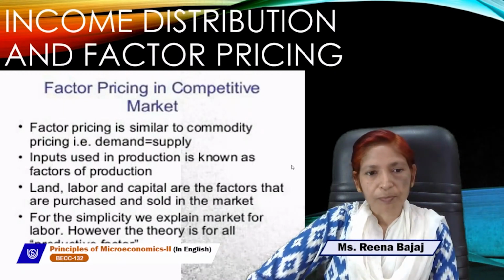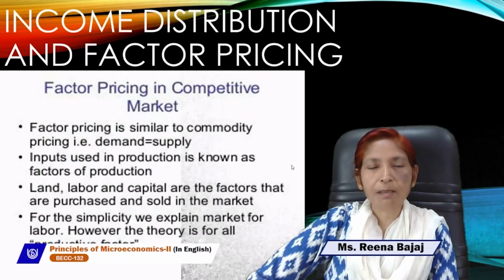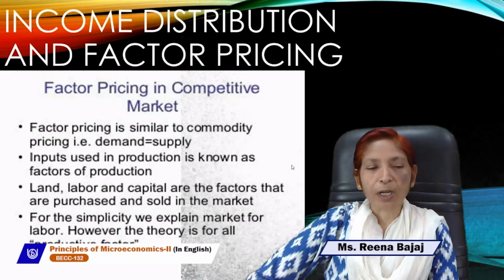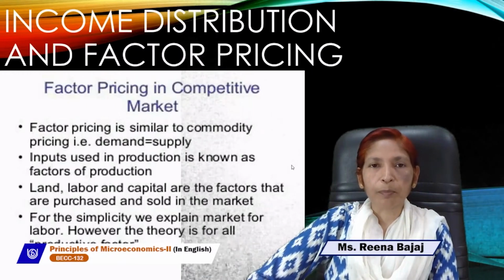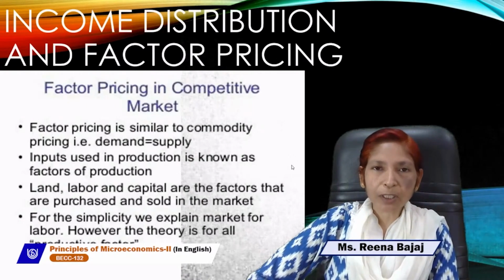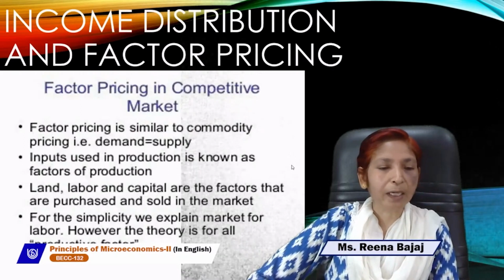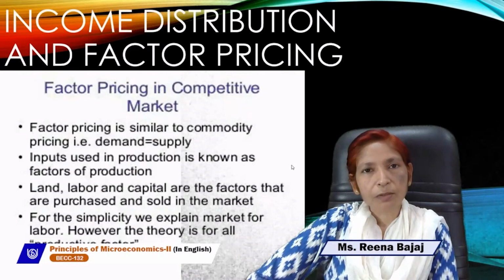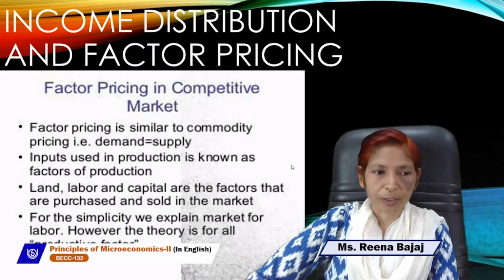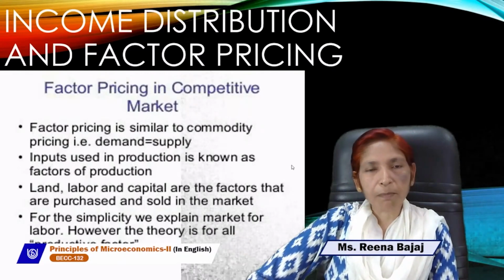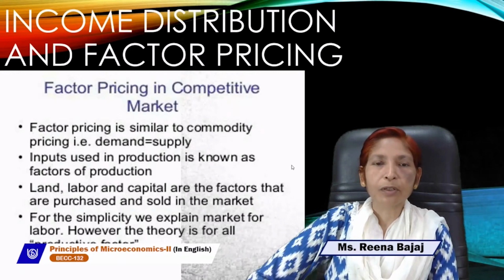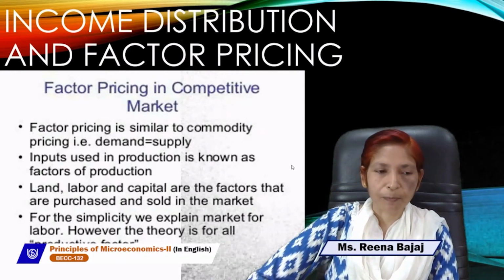Input used in production is known as a factor of production. Factors of production are called inputs. And when we use input, then we can get output. Without using input, we can't get output. And inputs are mainly four. Without these inputs, we can't produce any type of goods and services.